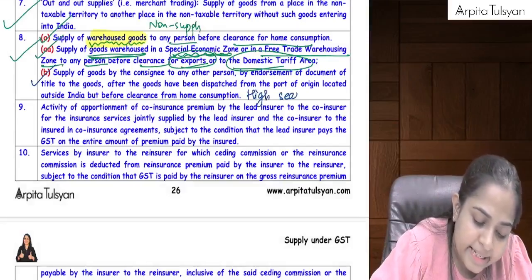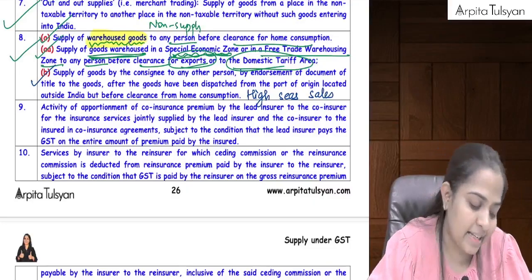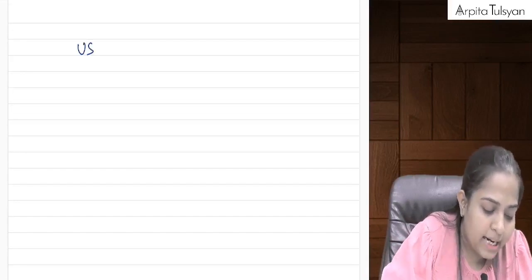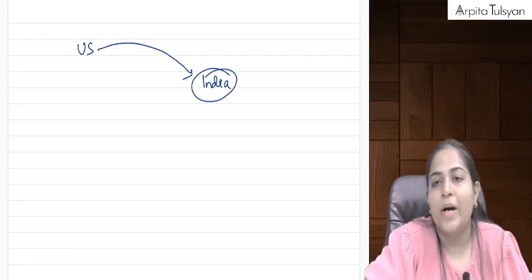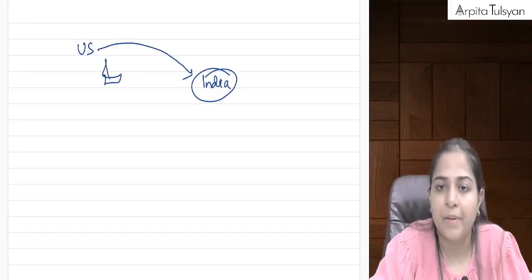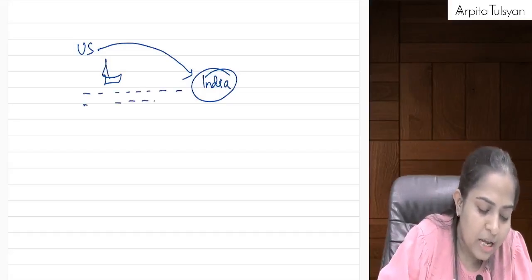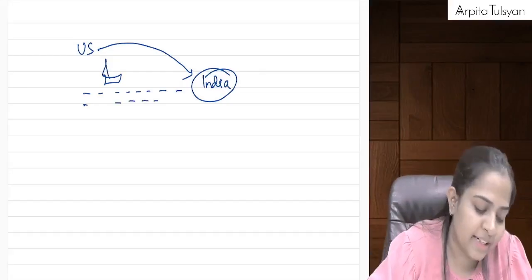And the last one, point B, talks about high seas sales. What do you mean by high seas sales? Let me give you an example. Let's say you are importing some goods from the US by ship. Now, when the ship is in waters, it has not come into India, it is still in transit. The goods are still in transit.